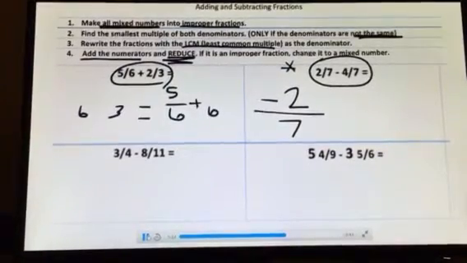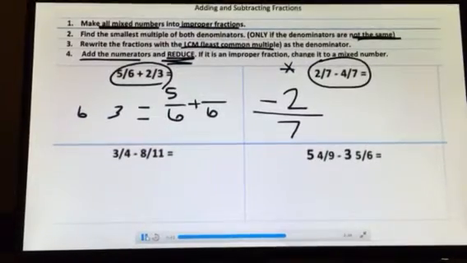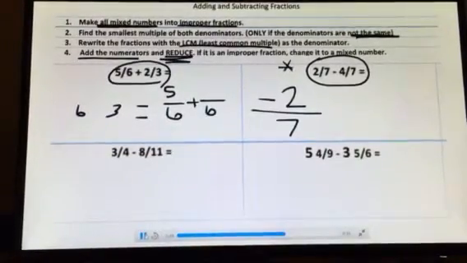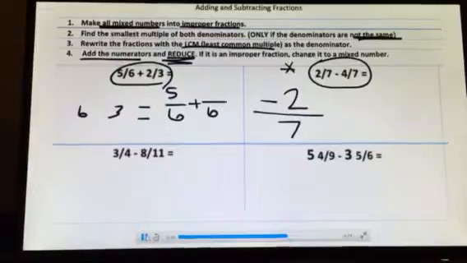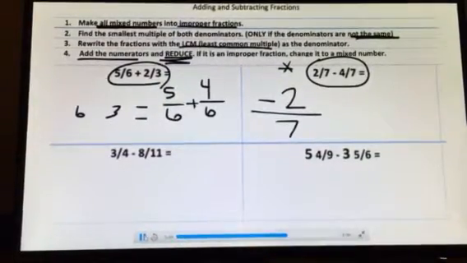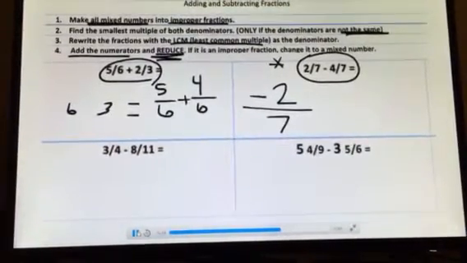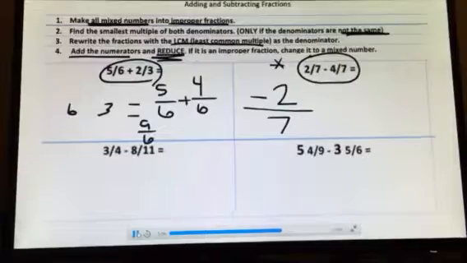But what did we do to make the 3 from 2/3 into a 6? We multiplied by 2. You have to multiply the entire fraction by 2. So we already did 3 times 2 is 6. So 2 times 2 is 4. Now that our denominators are the same, all we have to do is add the top. 5 plus 4 is 9 over 6.